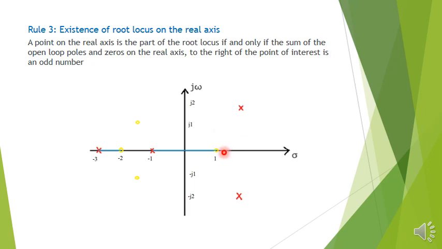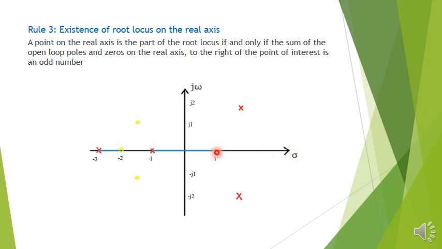So if I consider any point from 1 to plus infinity, how many poles are on the right side? No poles or zeros on the real axis, so 0. So it is an even number, not an odd number. So this part is not a part of the root locus.